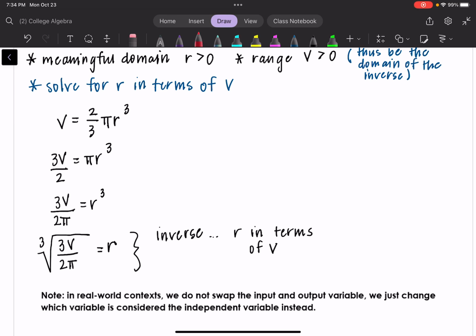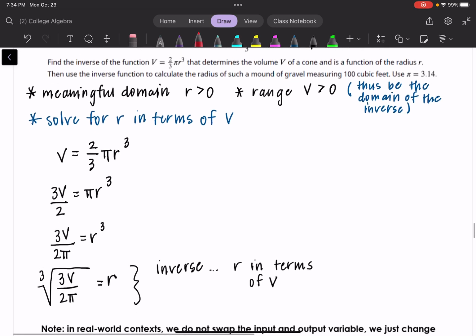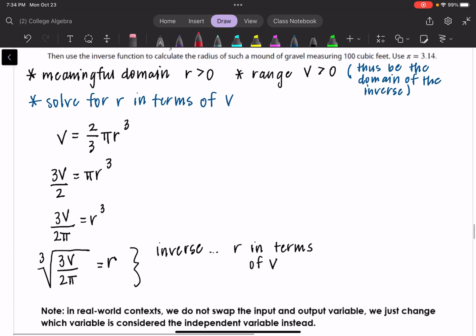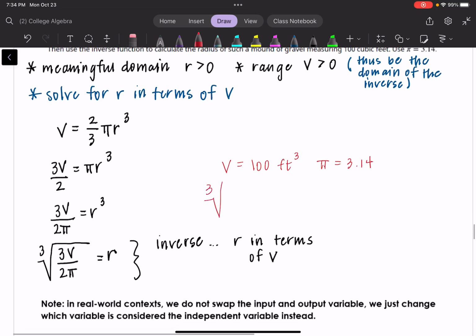And so remember, it asks us to also calculate the radius of a mound of gravel with a volume of 100 cubic feet. And it wants us to use a value of pi equals 3.14. So that's an approximation. But we'll just plug this into this formula. And so this will be 3 times 100 over 2 pi, which it doesn't want us to use pi. It wants us to use 3.14. So we'll do what it asks. And then we'll just plug all that in our calculator and we'll obtain a value for r. So I'll give you a second to do that while I do that.